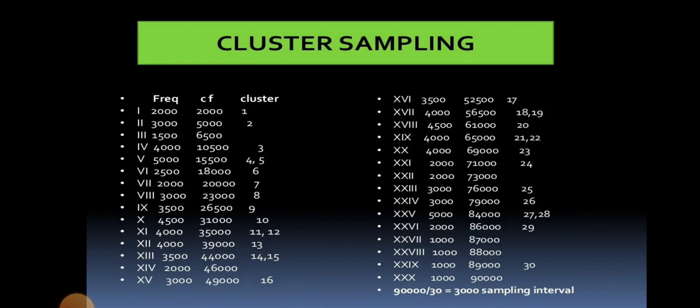Here you can see frequency is 2000, cumulative frequency is 2000, that comes to be the first cluster. Then 3000 plus 2000 is 5000, this came to be the second cluster. Then in the third cluster it is 1500 plus 5000, which is 6500. Like that, cluster sampling is formed.